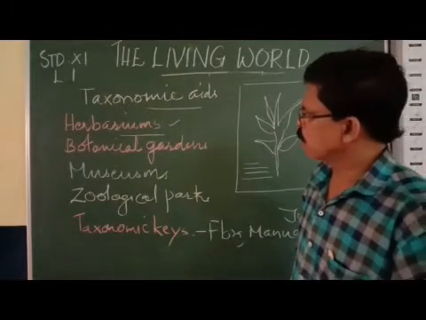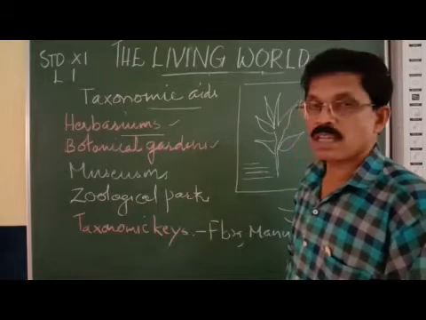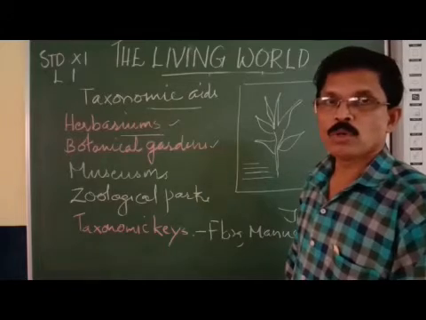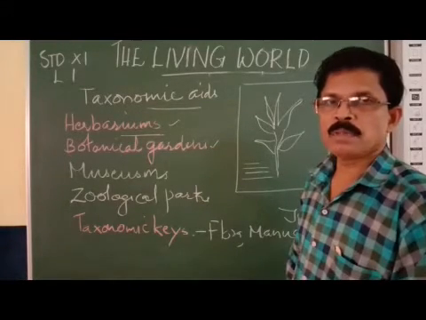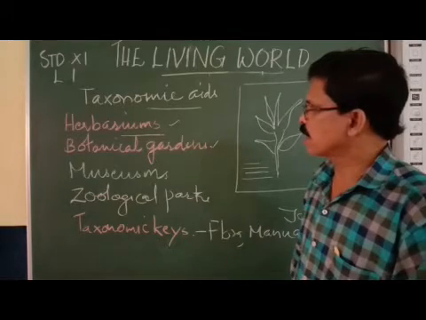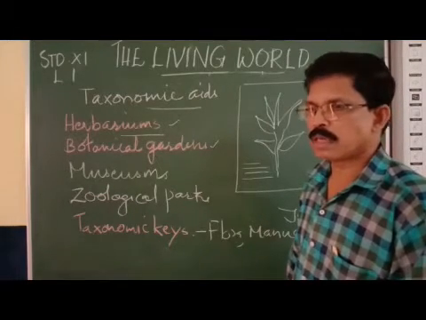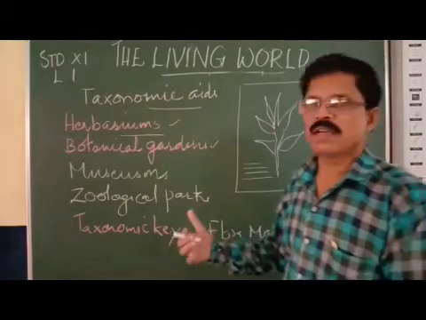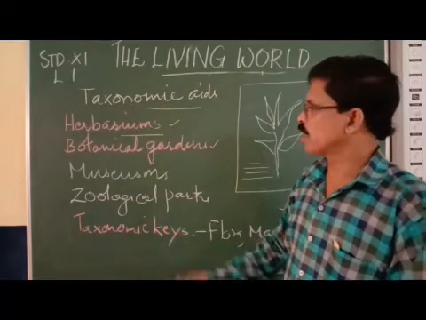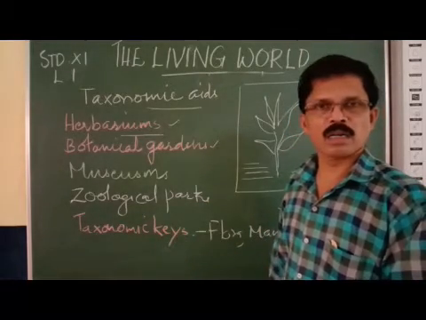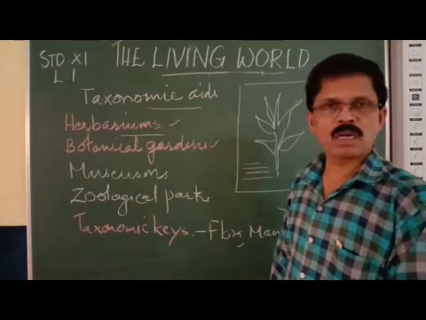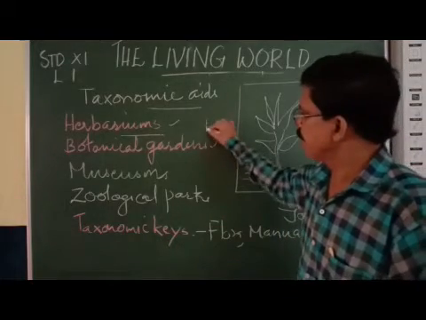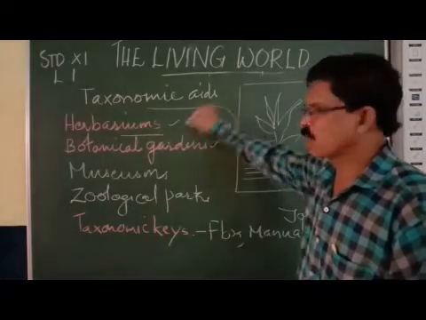Now the second, botanical gardens. In a botanical garden, the plants of various types are grown directly. So botanical gardens are gardens which contain various types of living plants for study and reference. Living plants we can study and refer to. We can go to a botanical garden, for example, Calcutta Botanical Garden, Indian Botanical Garden, Lucknow, Kew Botanical Garden in England. All these are very famous botanical gardens.